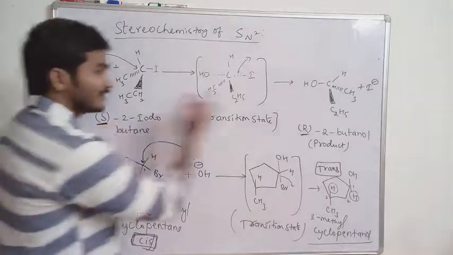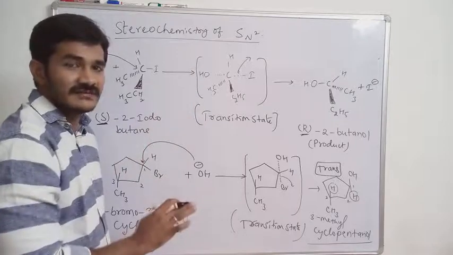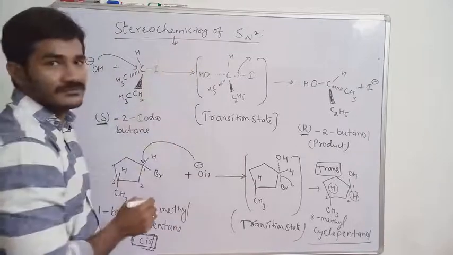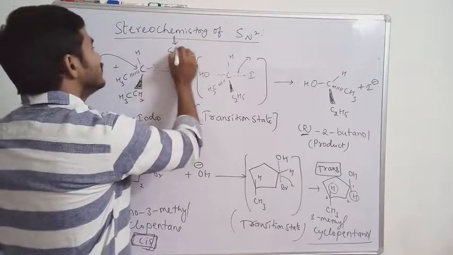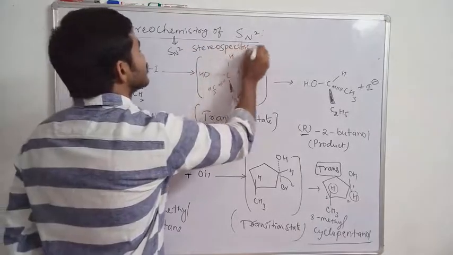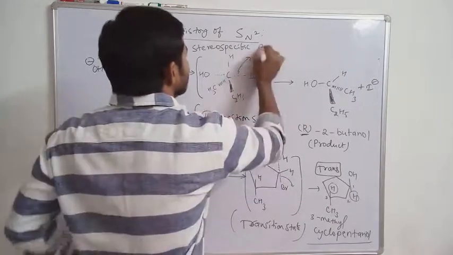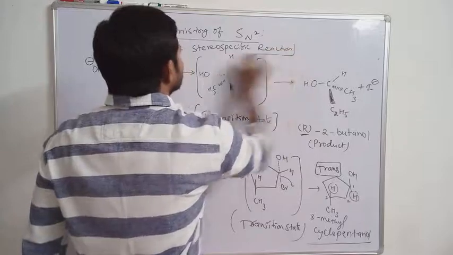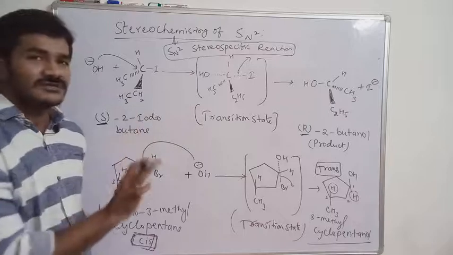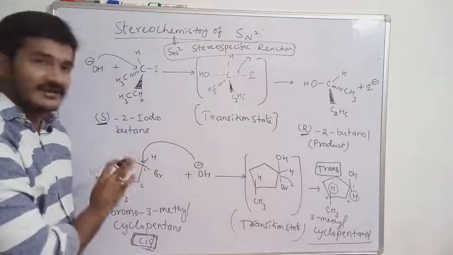S configuration is converted into R. If you take R configuration, that will be converted to S. So this is said to be inversion of configuration. That's why, according to the stereochemistry of the SN2 mechanism, we can write here: the SN2 mechanism is a stereospecific mechanism, a stereospecific reaction. So this is the stereochemistry. What you need to understand is that it is completely converted into inversion. That is what I want to explain in the stereochemistry.